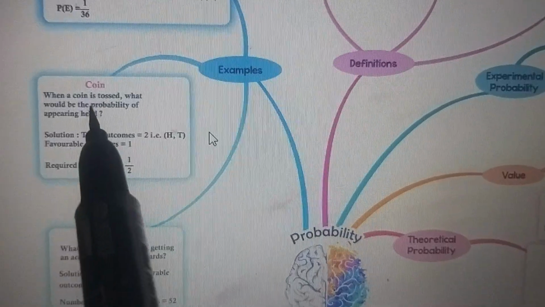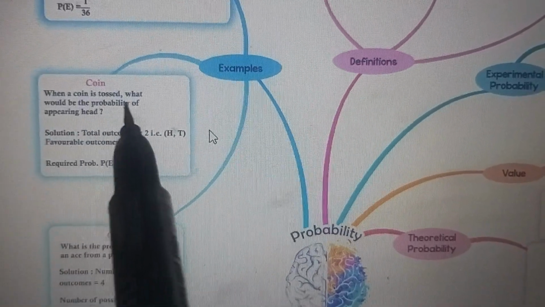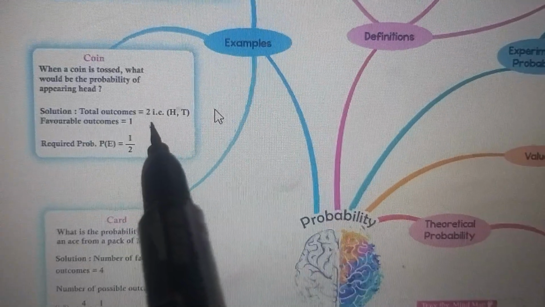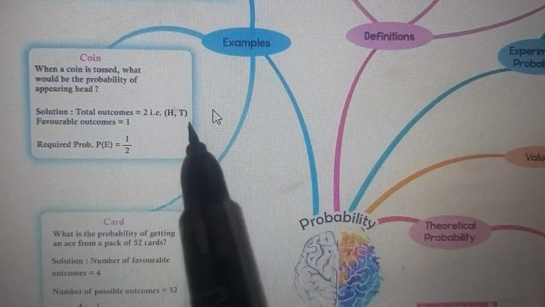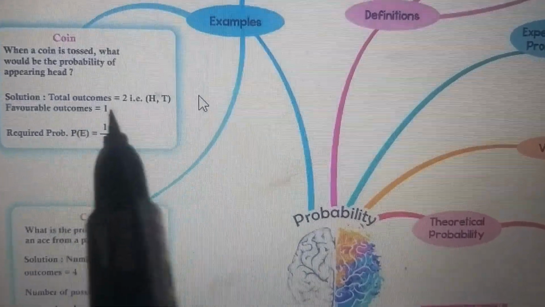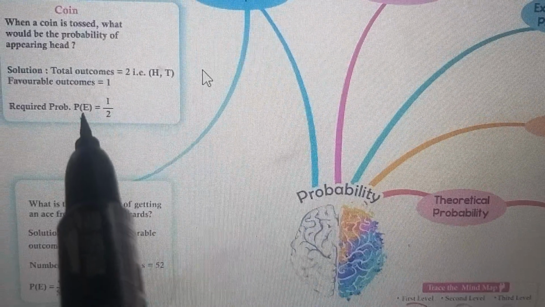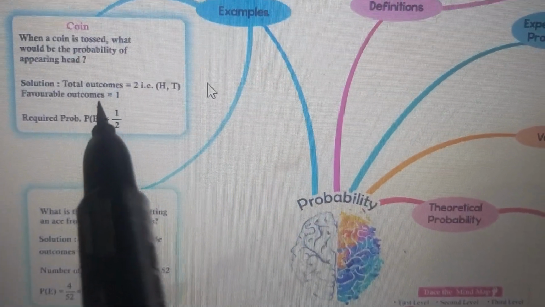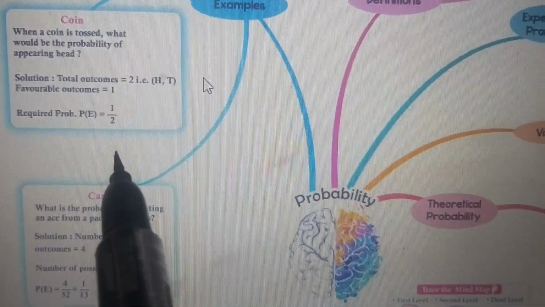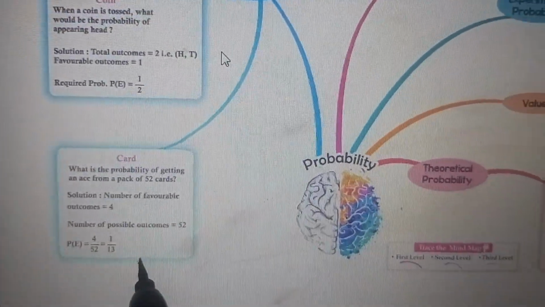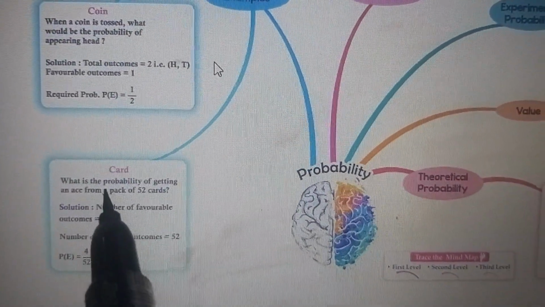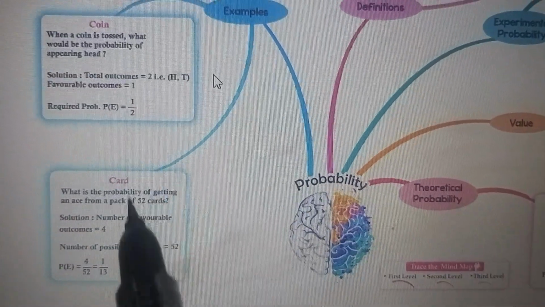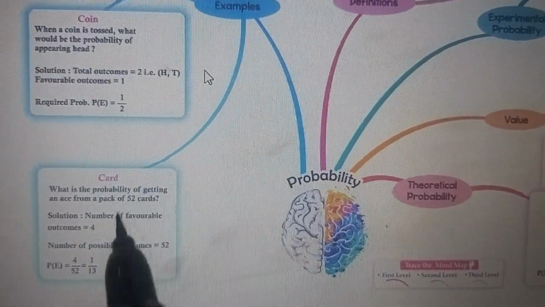When a coin is tossed, what is the probability of getting a head? Total outcomes is 2, head and tail. Favorable outcomes is 1. Then the probability is 1 by 2. Problems like these will come in your exam. What is the probability of getting an ace from a pack of 52 cards? These are some important, repeated questions.